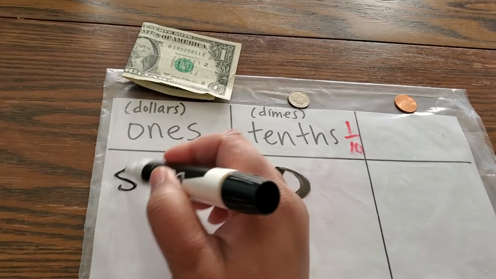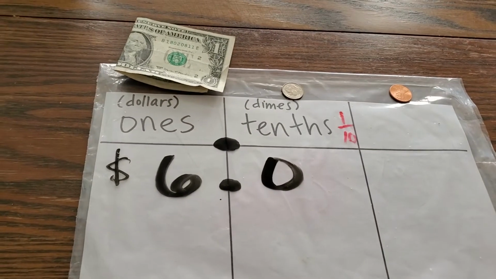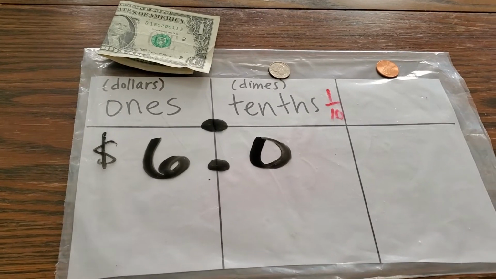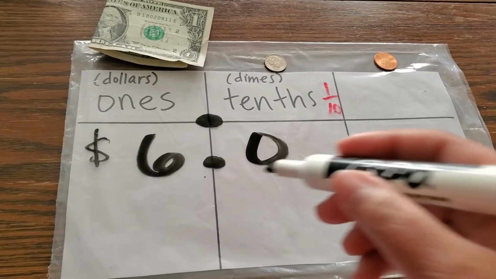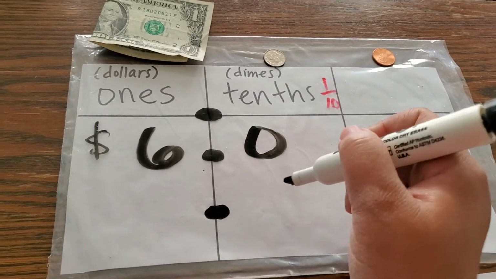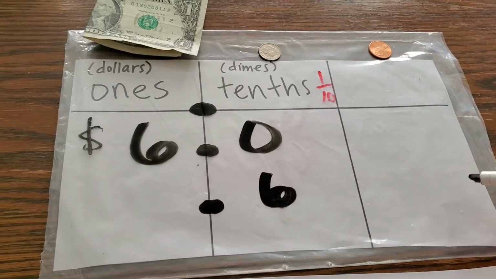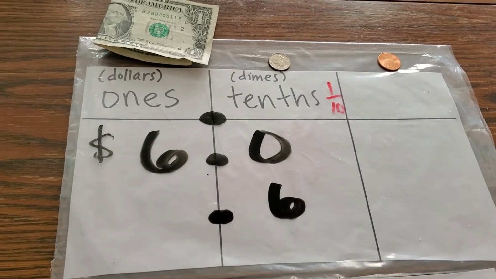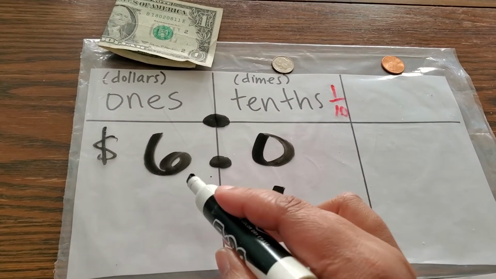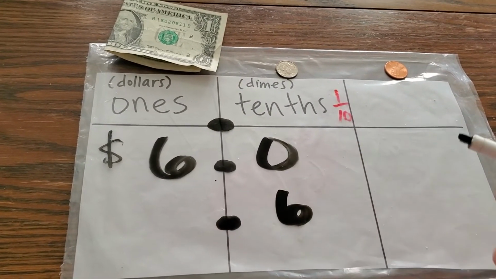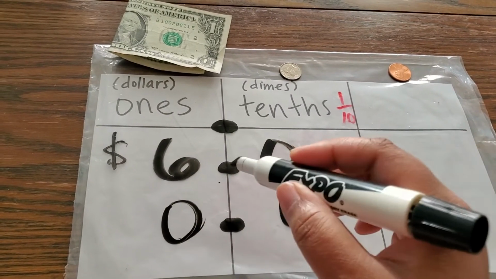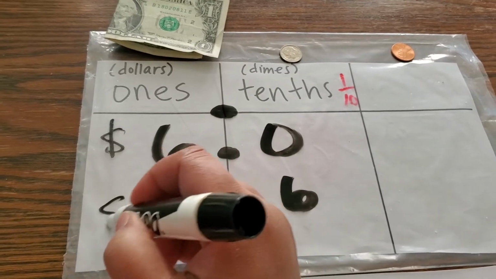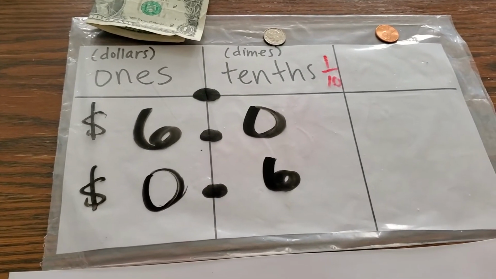So if we're talking about money, this would be $6. 6.0 is the equivalent of $6. Now, if you have decimal point 6, that's 6 tenths. Tenths represents dimes. So 0.6 and 6.0 are not the same thing. One is $6. One is 60 cents.